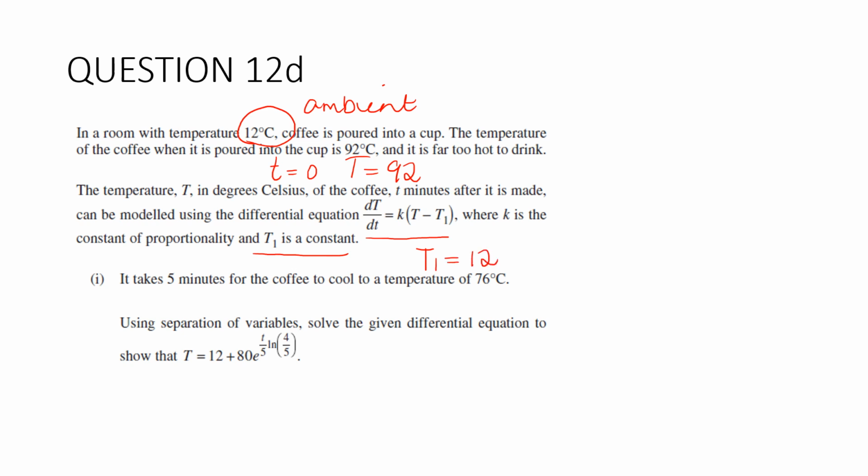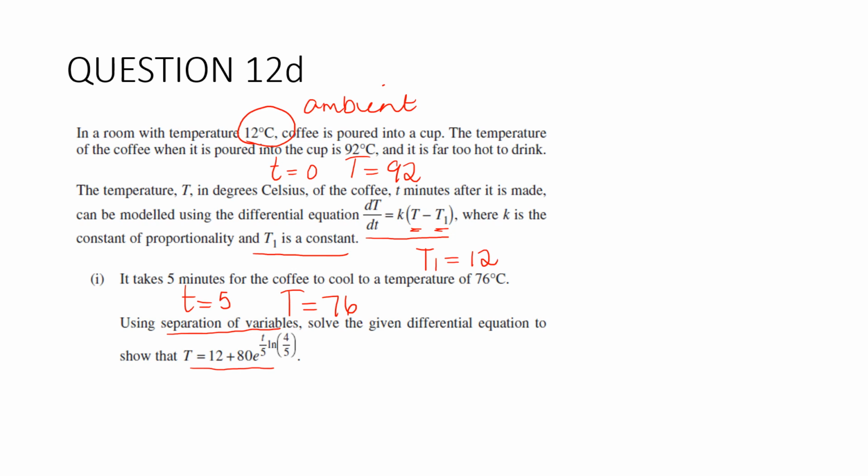Now remember, this is Newton's law of cooling, which says that the rate of change of the temperature is proportional to the difference between the temperature of the object and the surrounding temperature, the ambient temperature. It takes 5 minutes for the coffee to cool to a temperature of 76 degrees. Use separation of variables and solve the differential equation to show that this is the solution. Okay, we've been given a method.